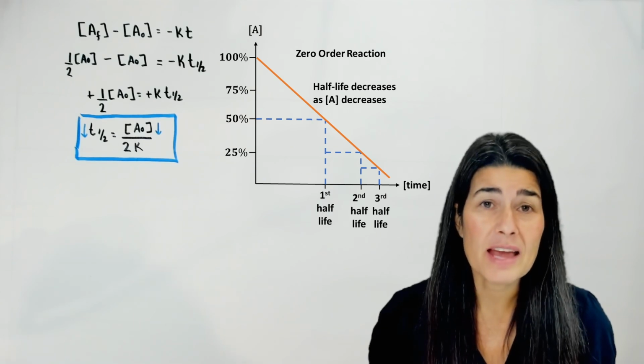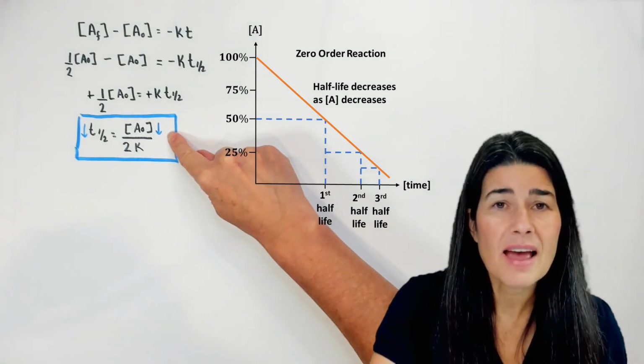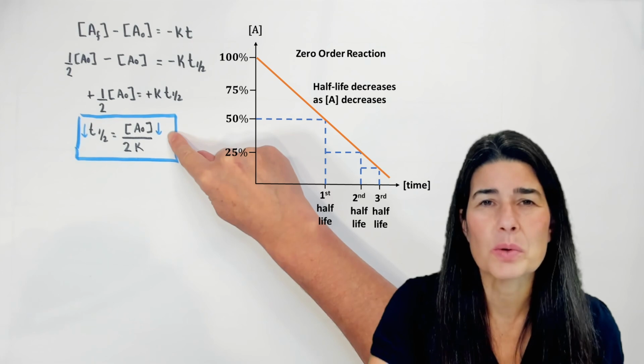So your half-life steadily decreases as your concentration of reactant goes down.